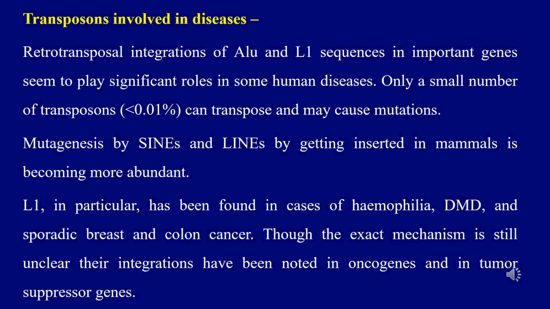Transposons are also involved in diseases. Retrotransposal integration of Alu and L1 sequences within important genes plays significant roles in some human diseases. However, a very small number of transposons, which is even less than 0.01%, can transpose and may cause mutations. However, mutagenesis by SINEs and LINEs by getting inserted in mammals is becoming more abundant.